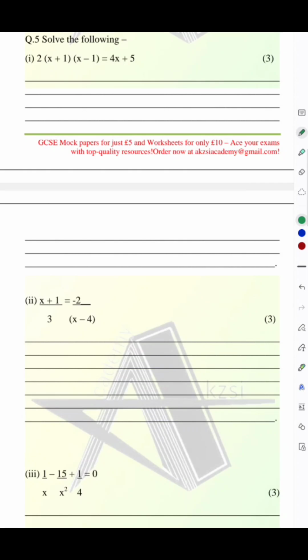Hi everyone, hi there. We are continuing our series that we started, the 10 questions to grade 9, and this is the first topic, quadratic, that we were doing. We have done till question number 4, and from question number 5 we are doing it here. It says solve the following: 2 times (x plus 1) times (x minus 1) equals 4x plus 5.